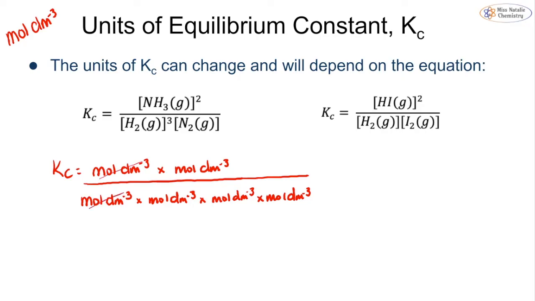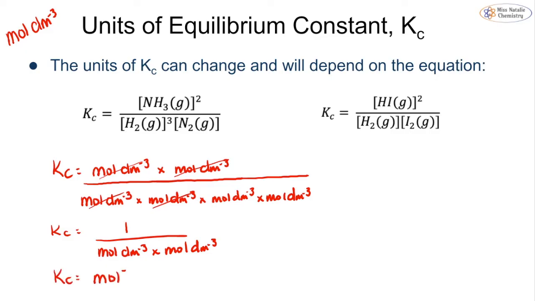My top can cancel out, and that leaves me with Kc is equal to 1 over mole per dm cubed times mole per dm cubed, which would be moles squared dm to the minus 6. But because that is 1 over, Kc ends up as moles to the minus 2 dm to the 6. Or, best practice is to put the positive in first, so it's dm to the 6 moles to the minus 2.